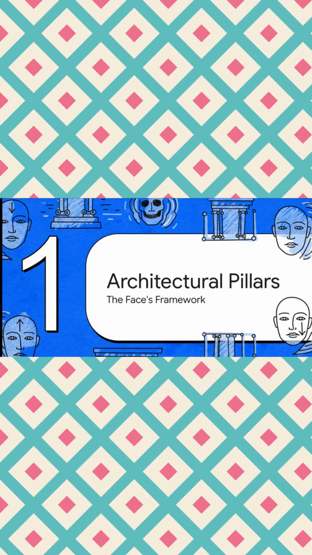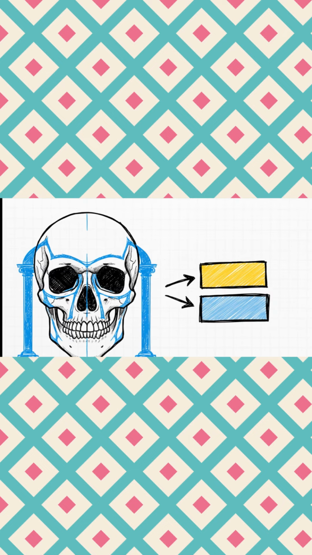Well, they don't just start guessing. They have to think like architects. And the first step for any architect is to understand the building's most critical structures. To do that, they lean on a concept called facial buttresses. The best way to think about these is to imagine they're the load-bearing walls of the face. If you can rebuild these key pillars correctly, the rest of the structure has a stable framework to lock into.